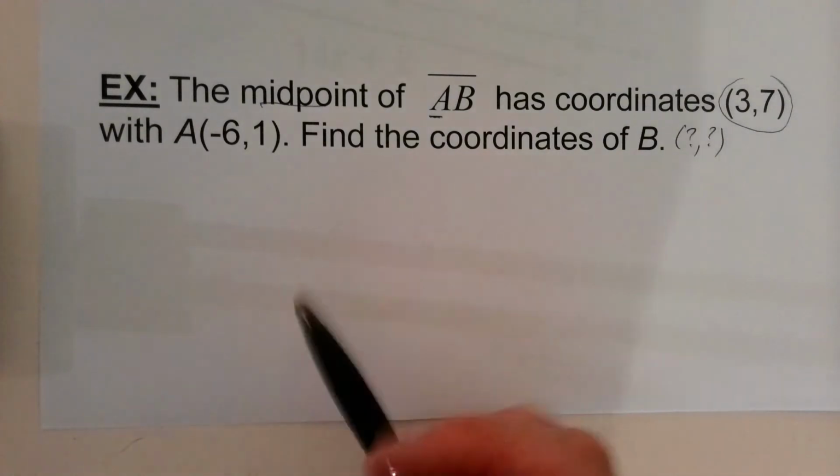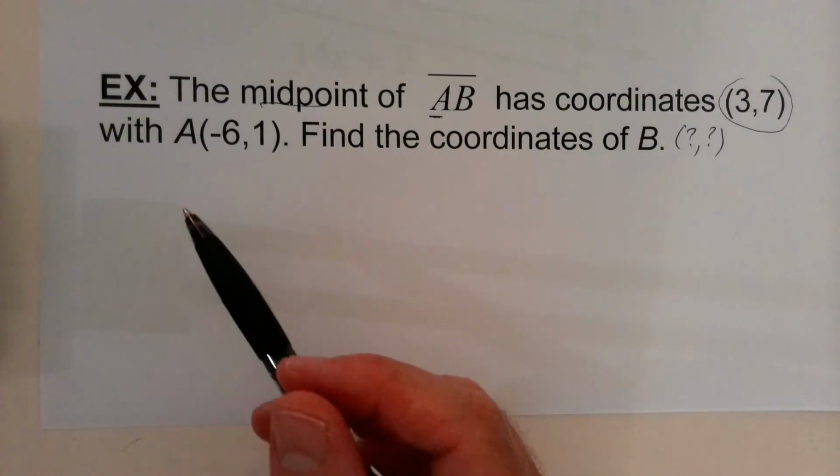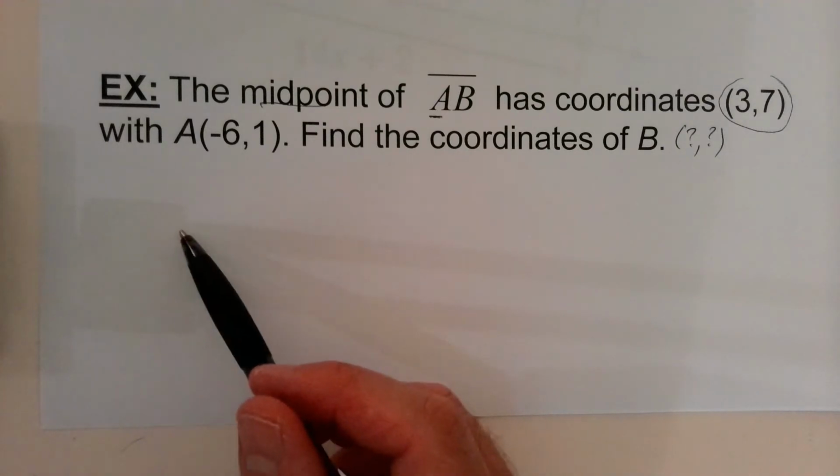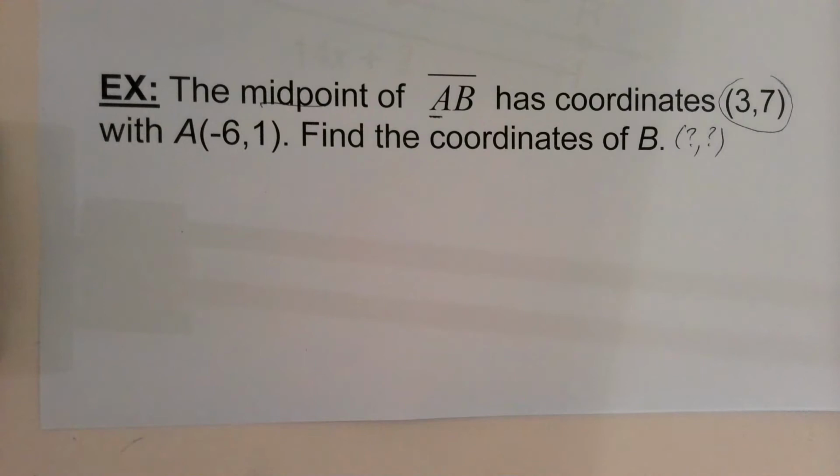If you're one of those students who really likes to use that method of find how long the segment is, divide by 2, and then go in a certain direction, for midpoints, I highly recommend not doing that. It can work, it's just a lot of steps, takes longer, and there's this general idea that the more steps involved in a problem, the likelihood of making a mistake is going to go up.